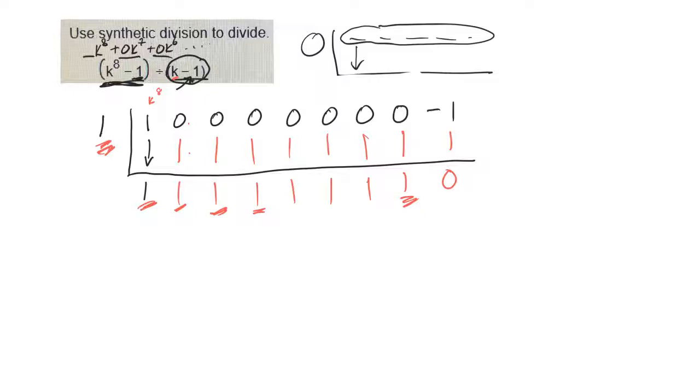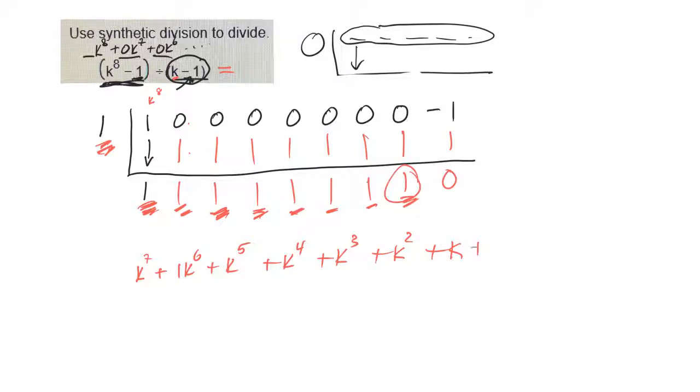So my answer to this question, I'll write it down at the bottom, is 1k to the 7th plus 1k to the 6th plus 1k to the 5th, and you just keep going down: k to the 4th plus k to the 3rd plus k squared plus k. Let's see, so this would be 7, 6, 5, 4, 3, 2, 1. So this is a constant term, so +1. And 0 is the remainder. You could write remainder 0 at the end, or leave that off.